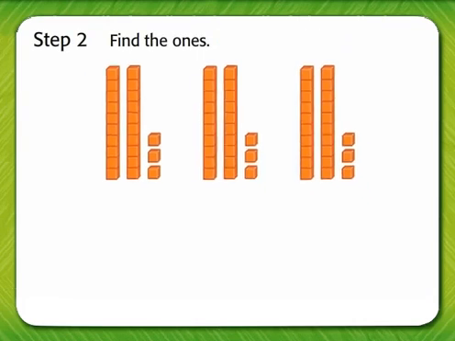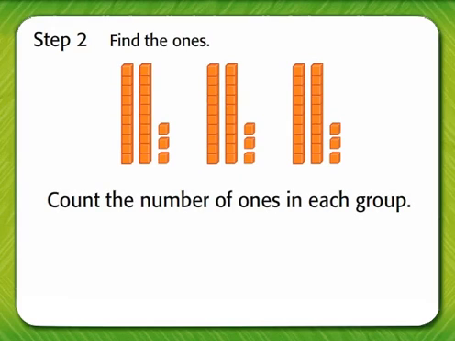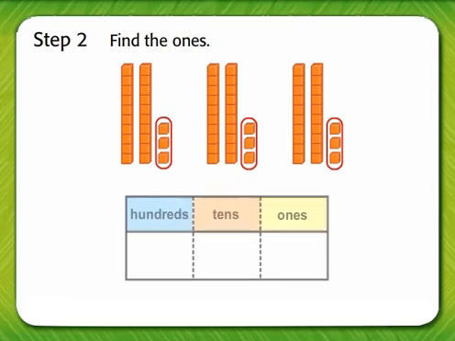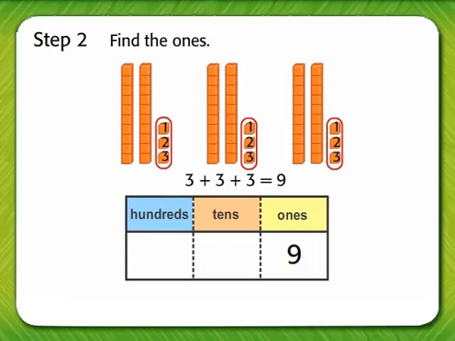Next, we need to find the ones. Count the number of ones in each group. There are 3 ones in each group. 3 plus 3 plus 3 equals 9. So there are 9 ones.